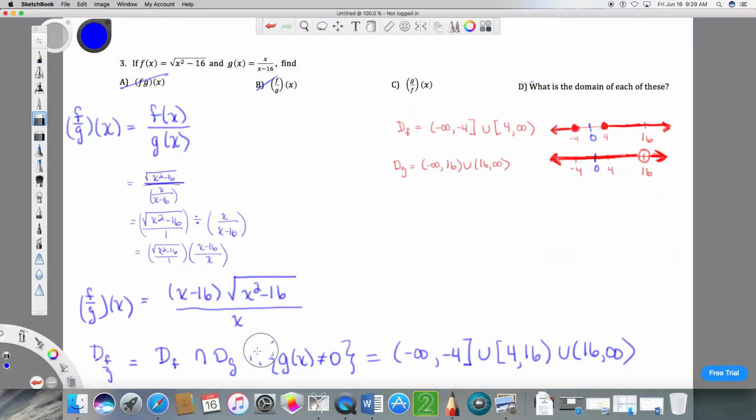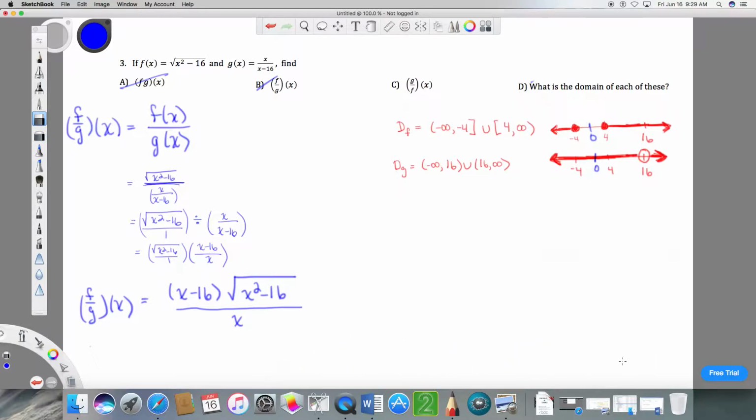And I'm going to erase this answer down here because it may be the same, but it may not be. Now, I'm not going to erase my answer for part B because what I notice is that in part C, it's the reciprocal. So if I want to find the expression of this new function, I just need to take g of x divided by f of x, which is the reciprocal of over here.